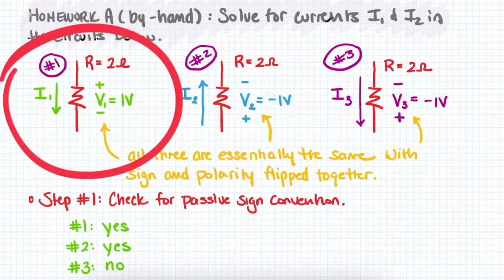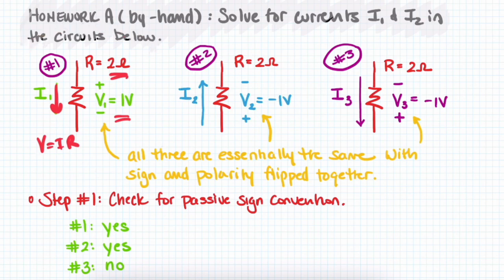Number 1, we know that the voltage with the assumed referential direction right here is 1 volt across it, and it has a resistance of 2 ohms, and the I here obeys the passive sign convention. Okay, so we know that we can use V equals IR, and we could easily substitute in our known values to solve.